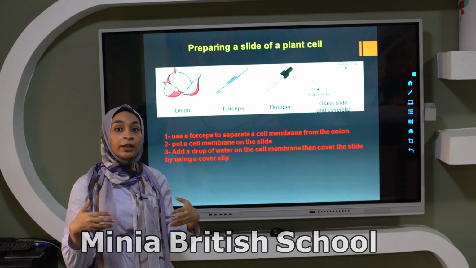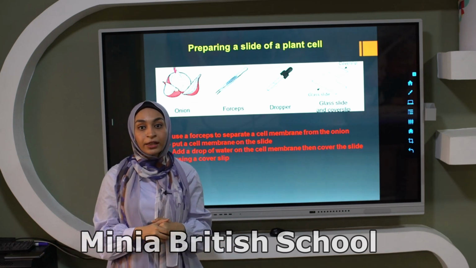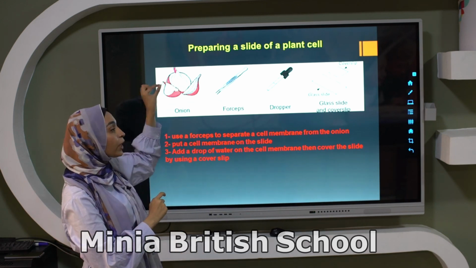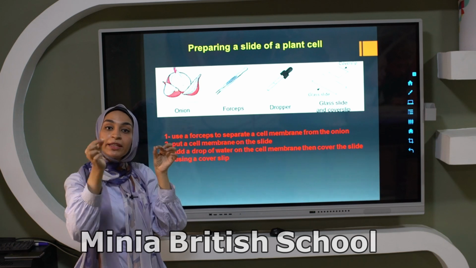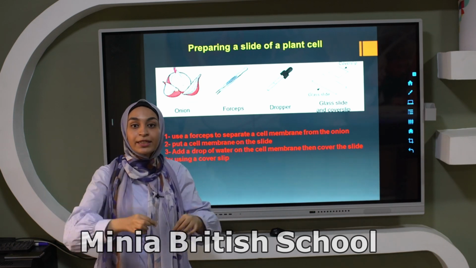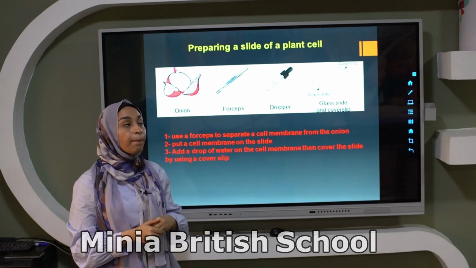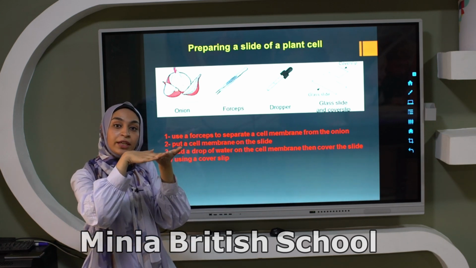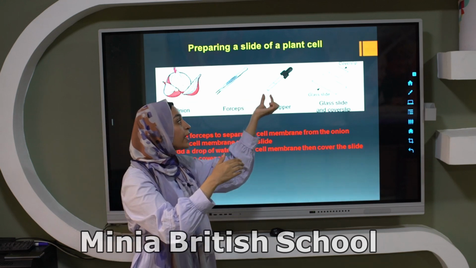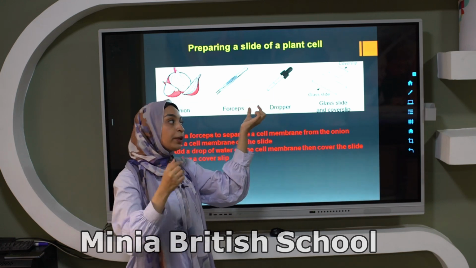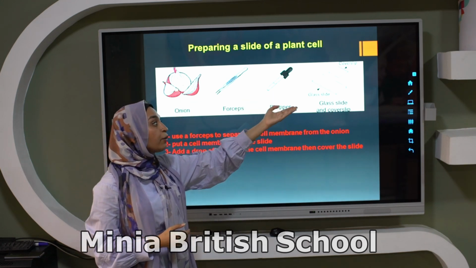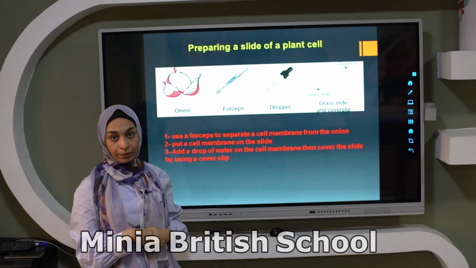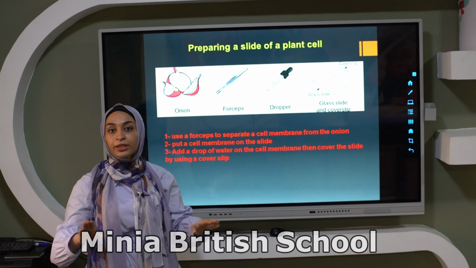Okay, how can I prepare the cell for examination? The first step, I have to cut, or we can say separate, a very thin layer from the onion by using the forceps. Then I can put it on the slide and add a drop of water by using the dropper, and finally I will cover it by using the cover slip. Now I have prepared the cell well.